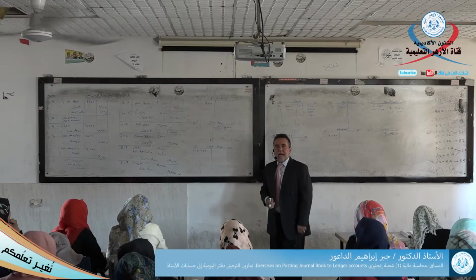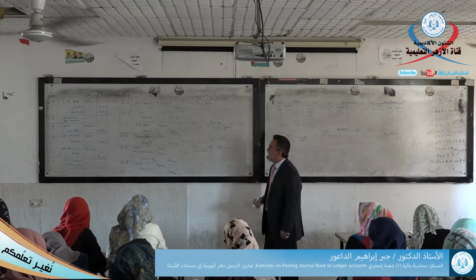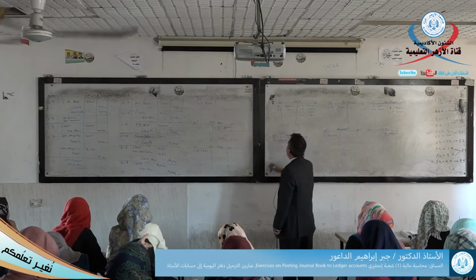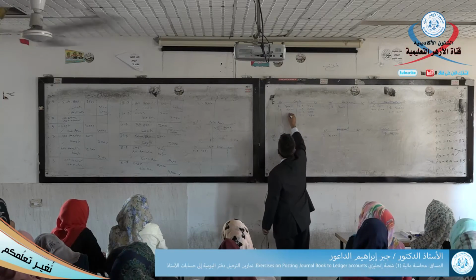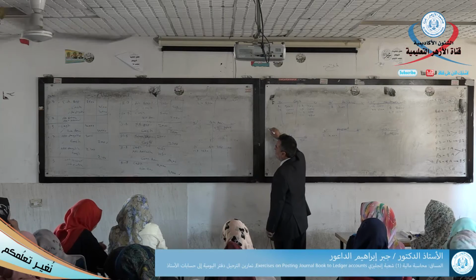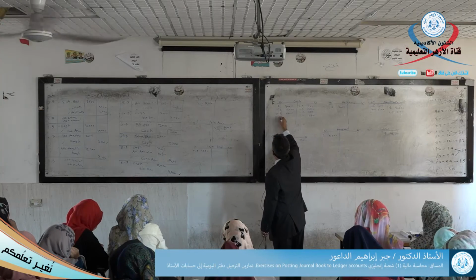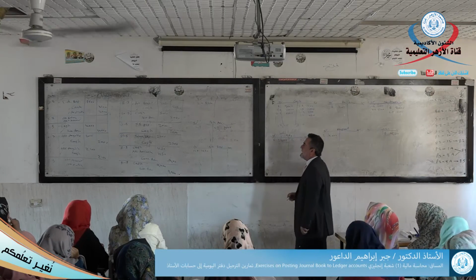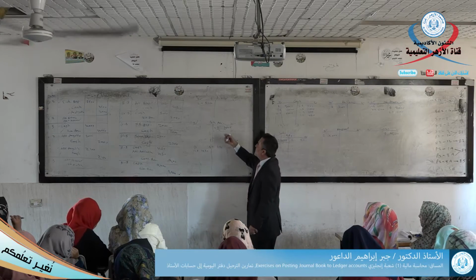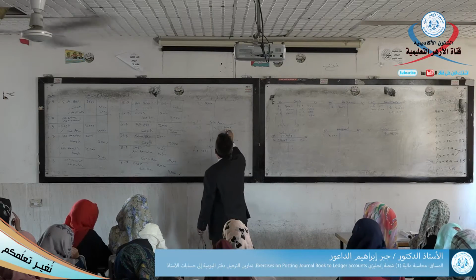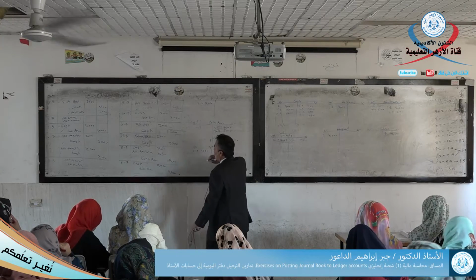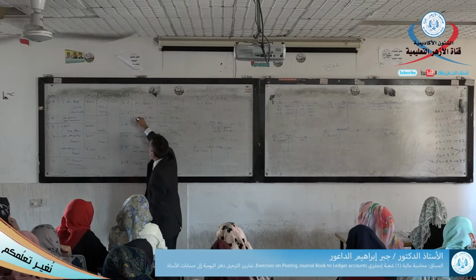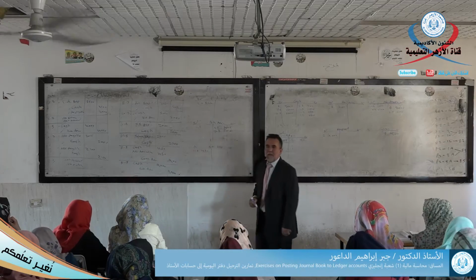Whereas on the 20th of March, cash debit. So in the debit side of the cash account it will be 5,000. Admission revenue, 5,000. Okay?